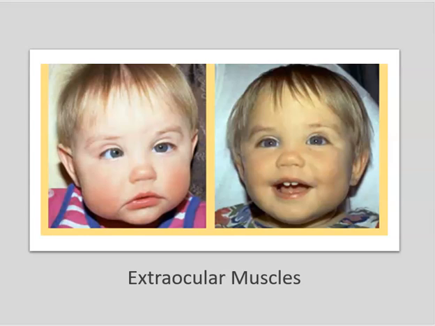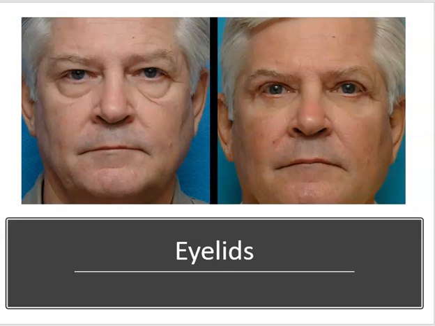Then we have vertical muscles, 67314 and through 67316, and that's for the vertical muscle where they're moving the eye up and down. The codes are divided based upon the type of repair and the number of muscles that are actually repaired.